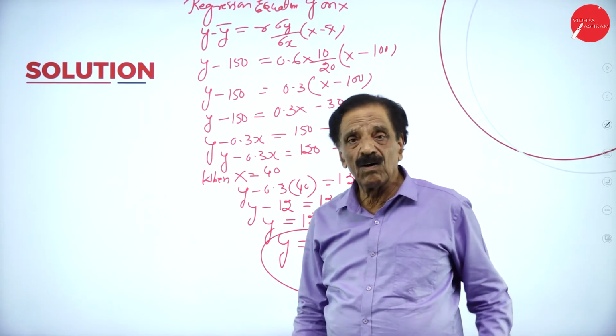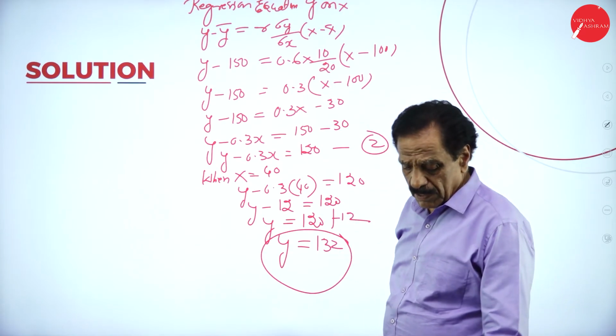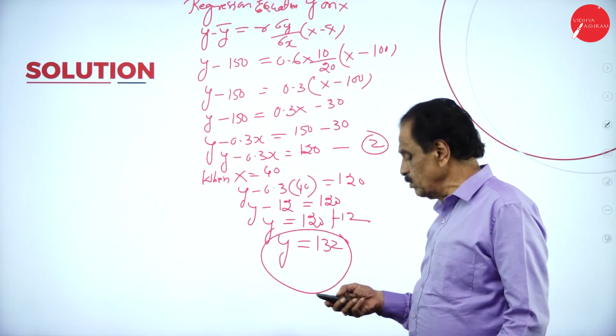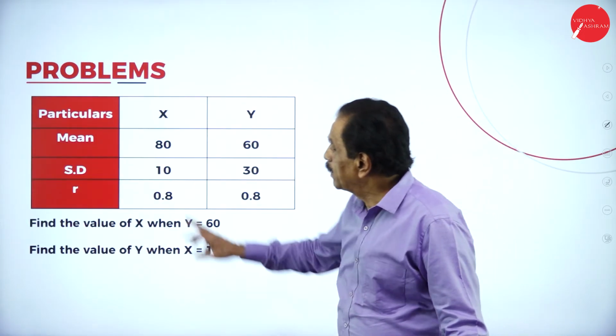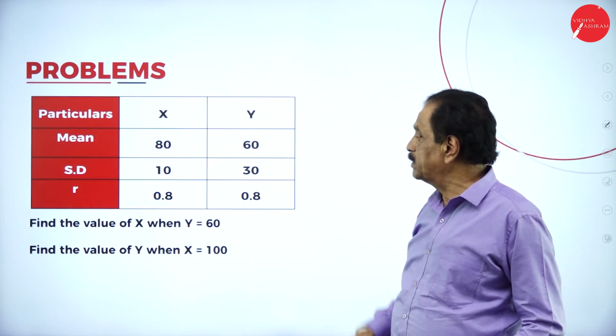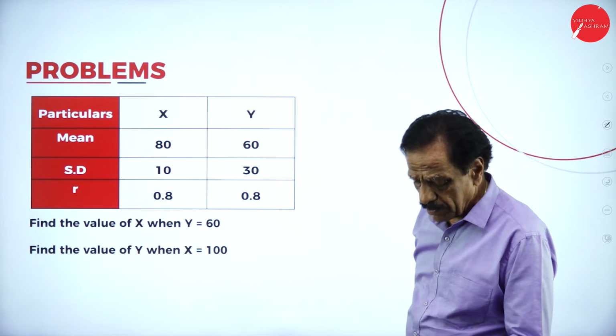I think all the problems are solved in the same way. This is the third problem we have solved. The last problem we can do. Last one. Here x mean is 80, y mean is 60, standard deviations 10 and 30, and r is 0.8. Same thing, we'll go on.